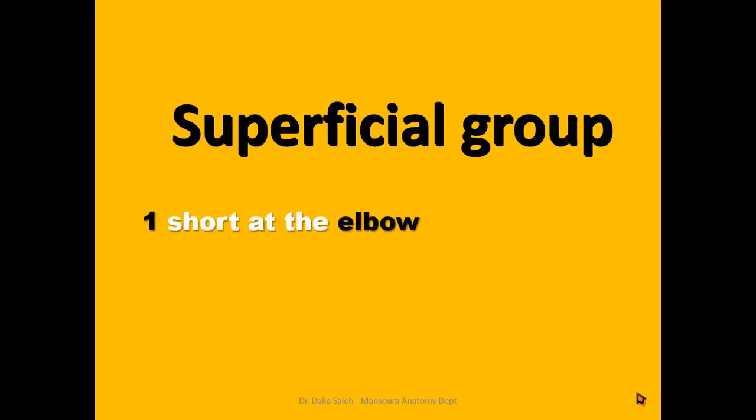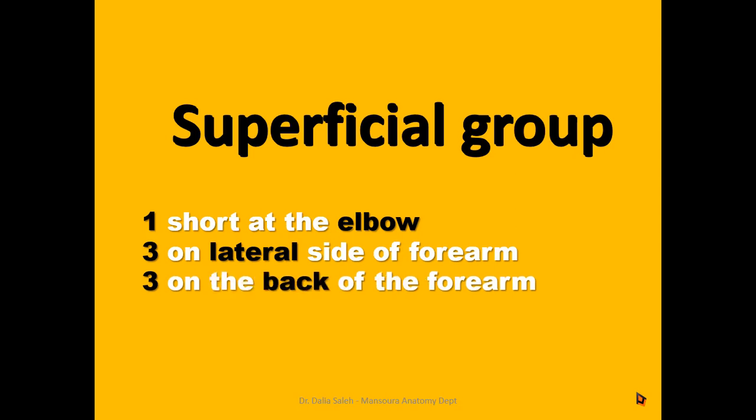1 short muscle confined only at the elbow region. 3 muscles lie on the lateral side of the forearm and their tendons reach the wrist. Another 3 muscles lie at the back of the forearm and also their tendons reach the wrist.